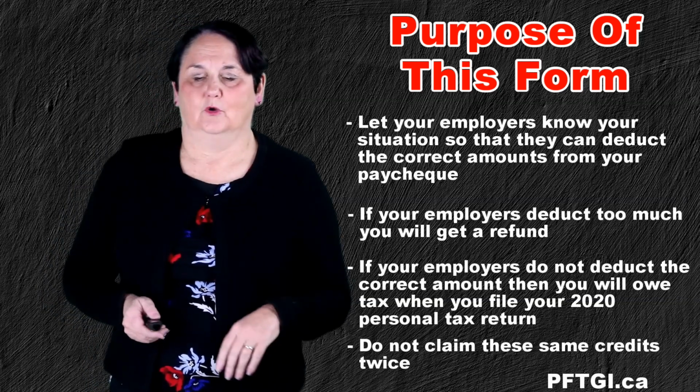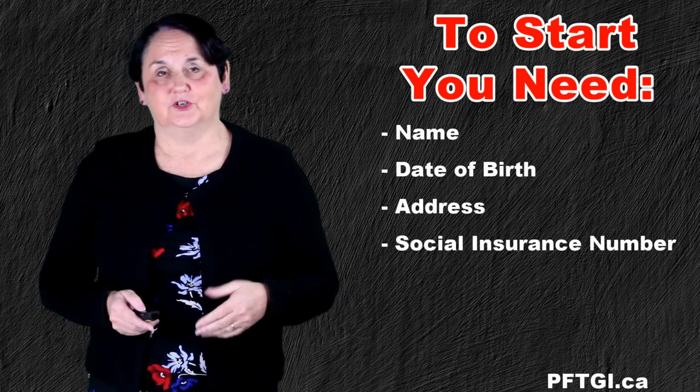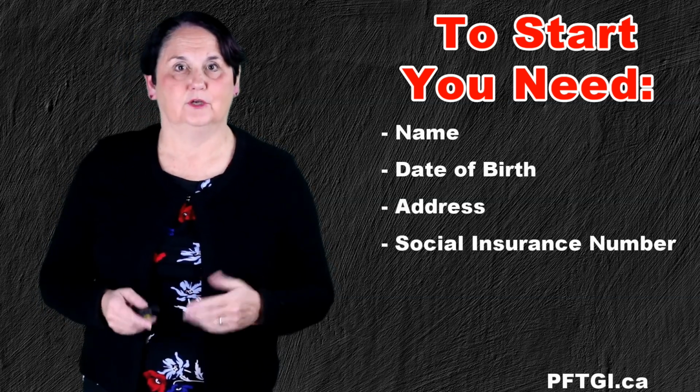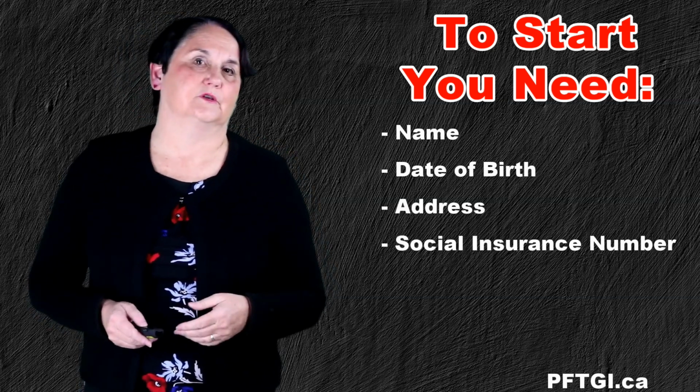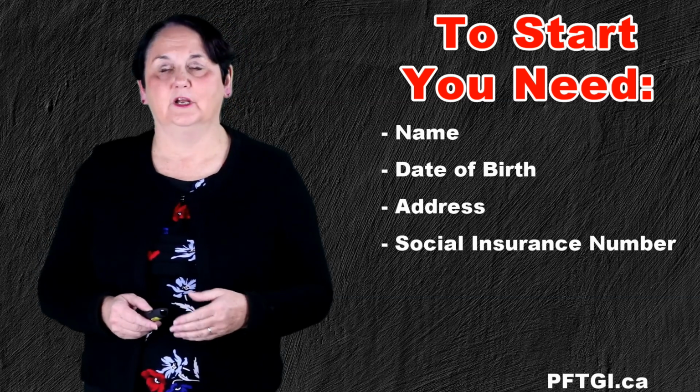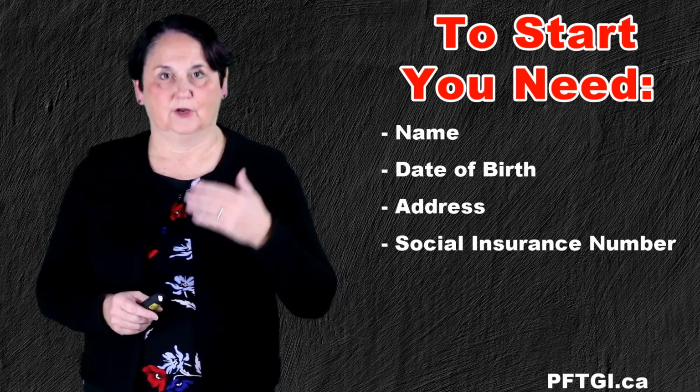Okay, so let us start with the form. It's a 2-page form, front and back. You can download it. We have the link in the information here. What you need to put in the first part should be fairly easy: your name, your date of birth, and your social insurance number. Those things have to be put in the very first part of the form.